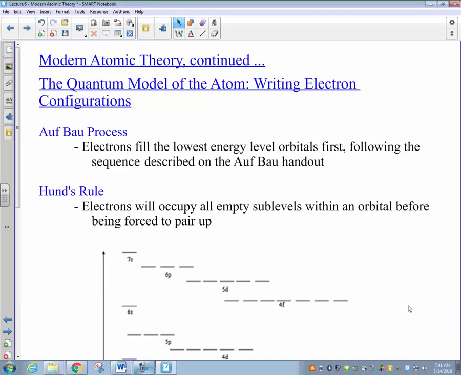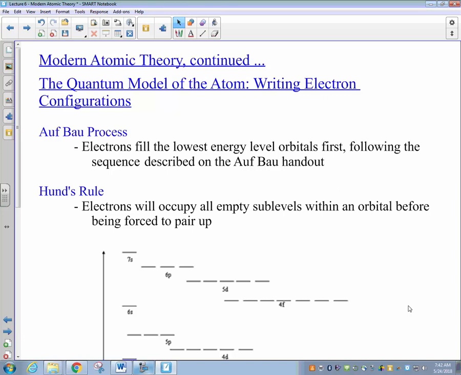All right, ladies and gentlemen, the lecture you're currently watching is a continuation of the ideas which we began in the first part of the modern atomic theory discussion. The lecture today is going to focus on what we refer to as an electron configuration, which is a representation of the electron positions within an atom as described by the Schrodinger wave function equation. So, let's go ahead and get started.